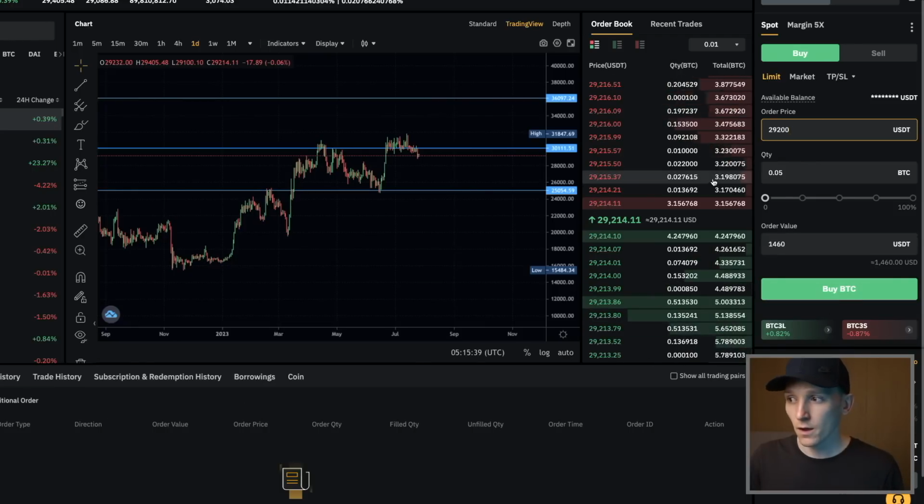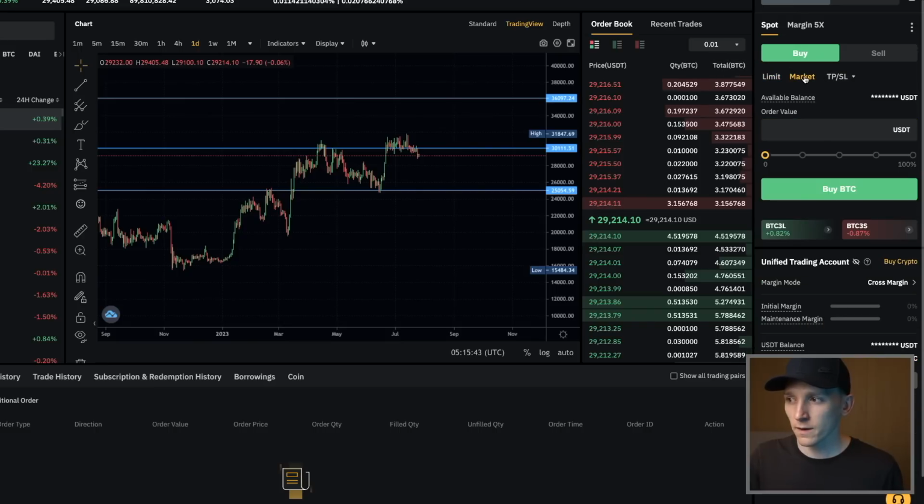What you can also do if you just want to buy straight away is press market. The order price goes away and you just put an amount of dollars that you want to spend in. What will happen here is that the system will go and get the best possible price at the time that you press the button, which currently is 29,214.